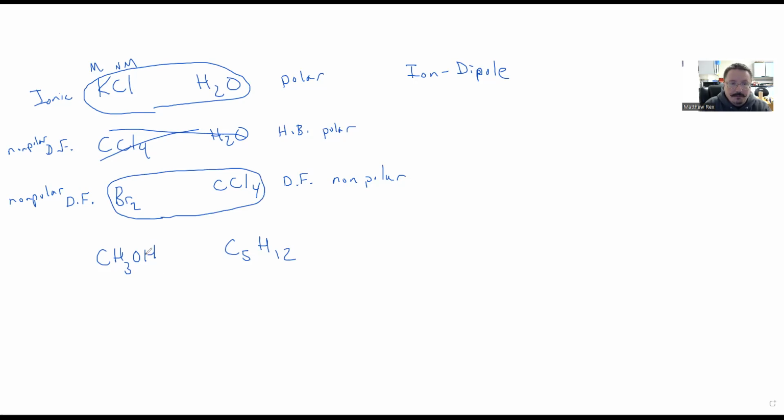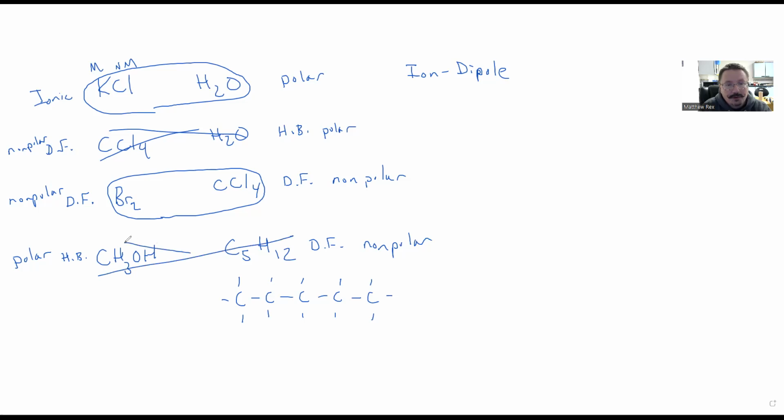For the methanol, we have hydrogen bonding as well as the dipole-dipole and London dispersion forces. So this is polar. With this, we just have a straight chain of carbons with only hydrogen bonded to it. There is not a noticeable electronegativity difference between carbon and hydrogen. So this only has dispersion forces. It is non-polar. And therefore, since one is polar and the other is non-polar, we would not expect them to form a homogeneous mixture.